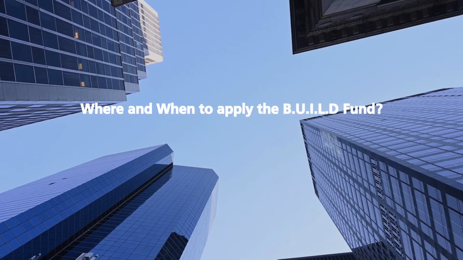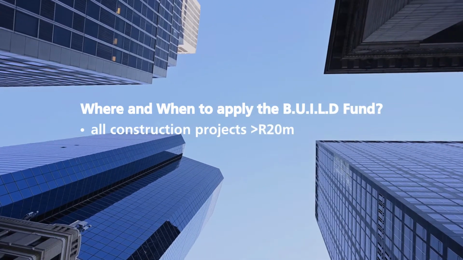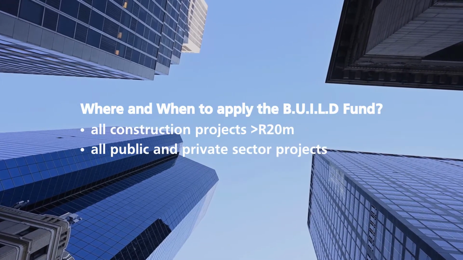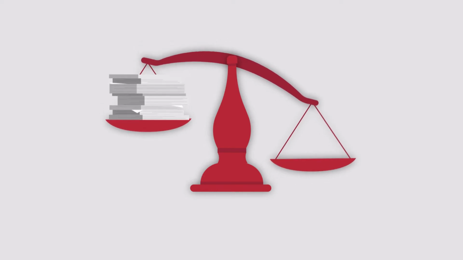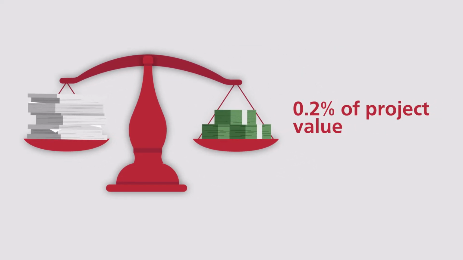Next, let's look at where and when to apply the B.U.L.D fund in your procurement. The B.U.L.D fund is mandatory to all construction projects above 20 million rand. It applies equally to public and private sector projects. It is mandatory for you as a client to pay to the CIDB 0.2% of the project value at the time of the award of the contract. This amount is capped at 2 million rand per project.